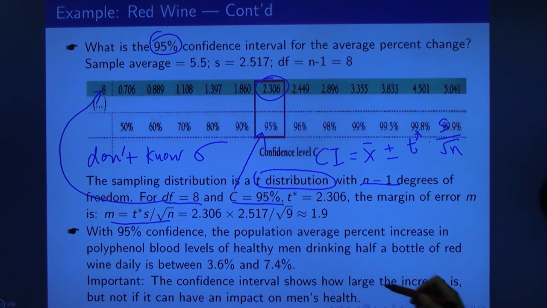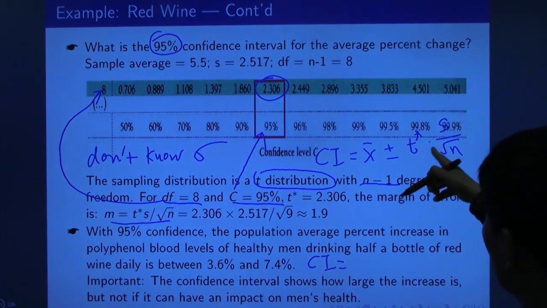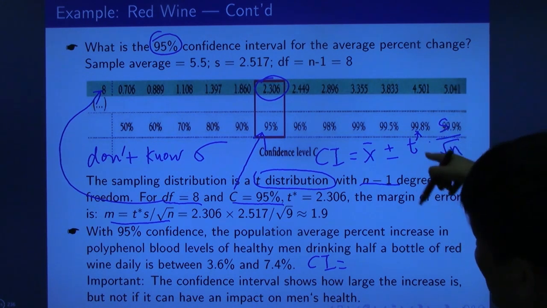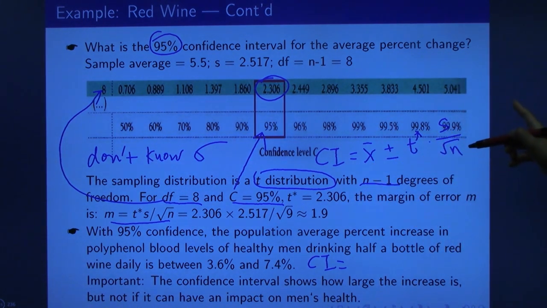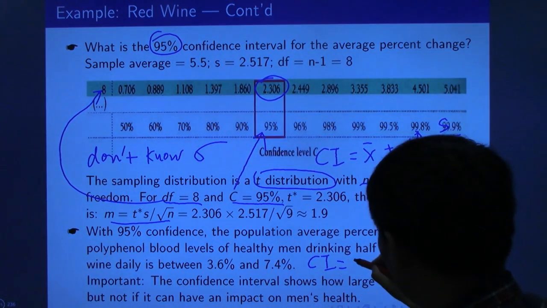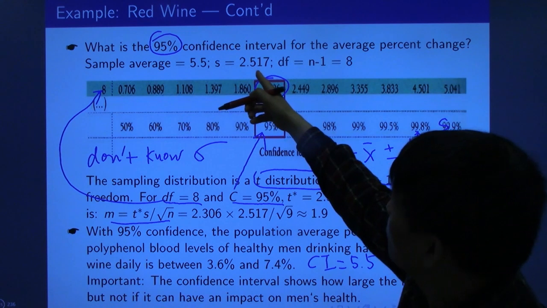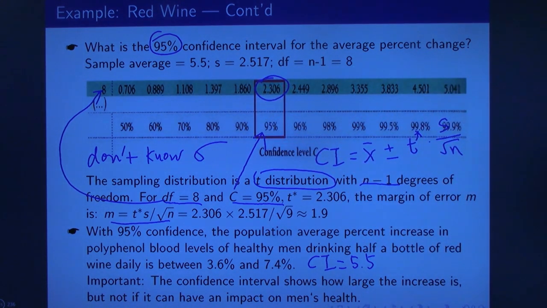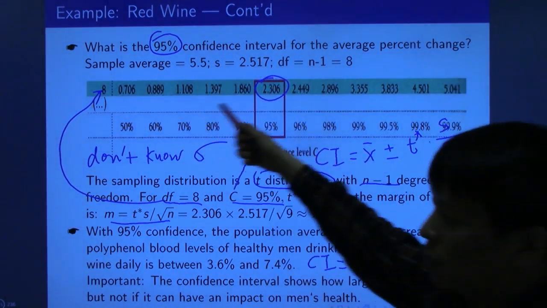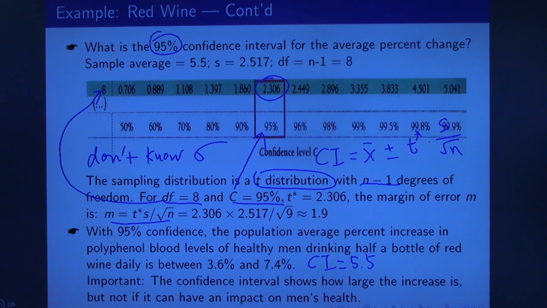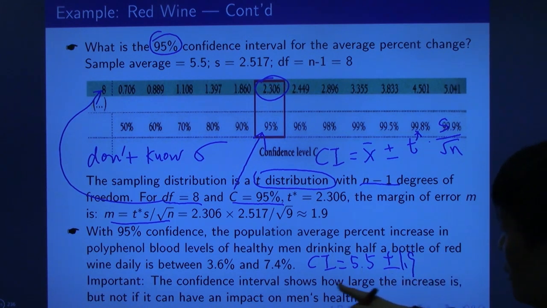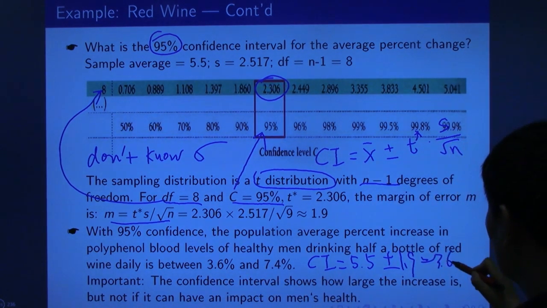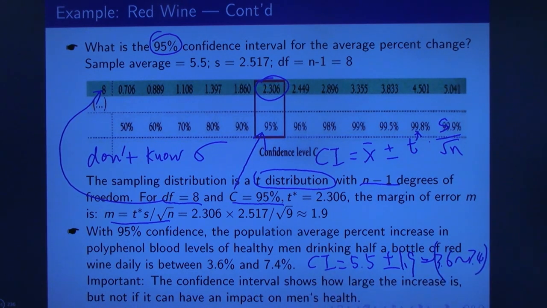So the confidence interval will be CI equals x bar plus minus this standard error. x bar is already calculated here, equals 5.5, and s equals 2.517. In the homework or in the test, either this is given for a large size of data, or you can calculate it yourself for a smaller set of data. So once we get this, we plus minus the margin of error, which is 1.9. So this gives us the interval from 3.6 to 7.4.